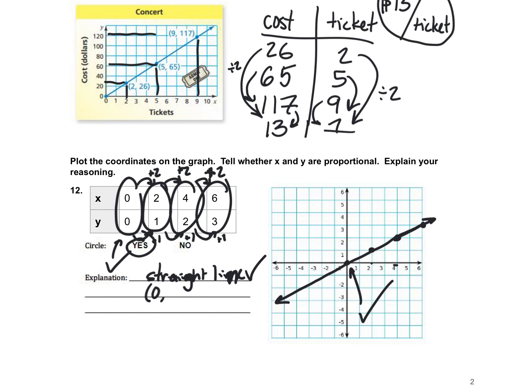It goes through the point 0, 0. All right, consistent in the table, all those things.